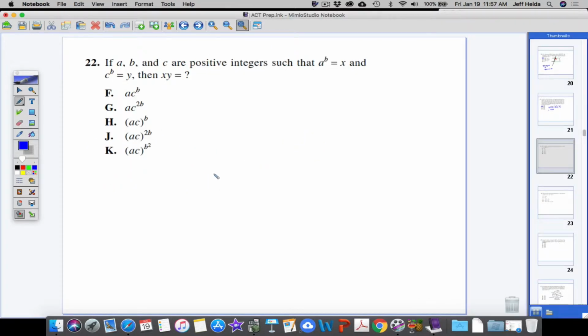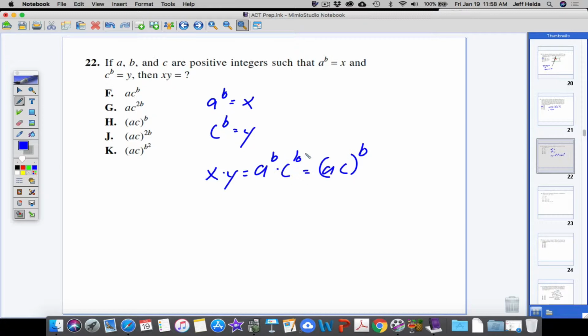Problem 22. You're given a, b, and c positive integers such that a to the b equals x and c to the b equals y. Then x times y is going to be a to the b times c to the b, which is ac to the b. And so when the exponents are the same, it'd be like x squared times y squared is equal to xy squared.